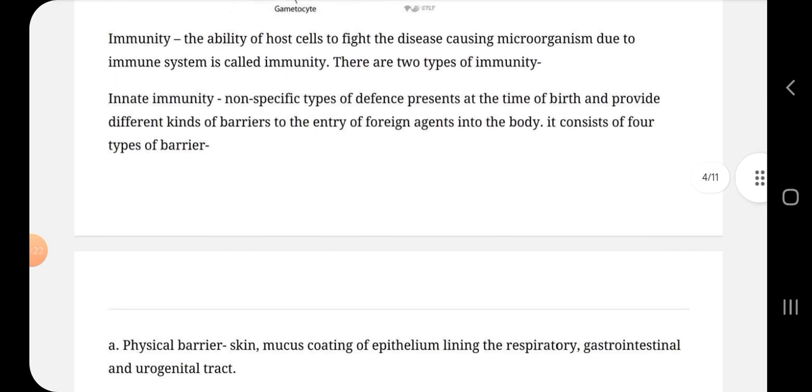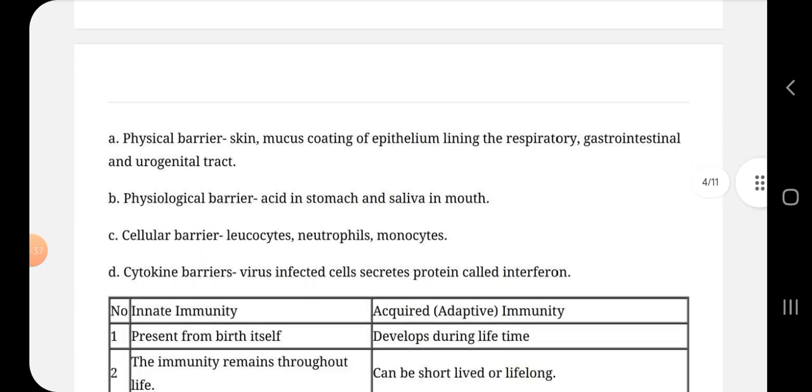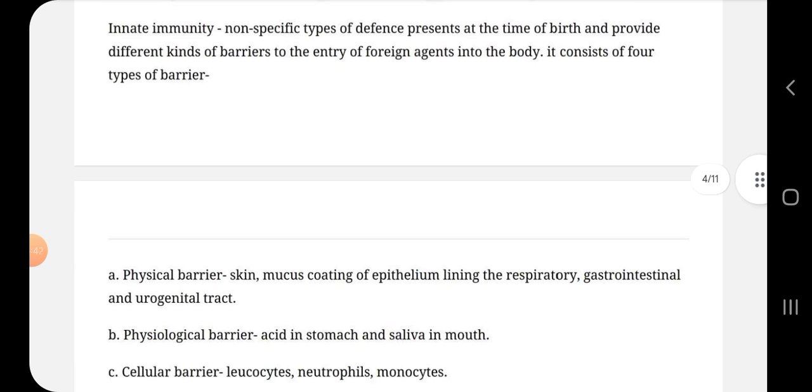Then what is immunity? Immunity is the ability of the host to fight the disease-causing microorganisms due to the immune system. There are two types of immunity, innate and acquired. Innate is the non-specific type of defense present at the time of birth and provides different kinds of barriers to entry of foreign agents into the body.